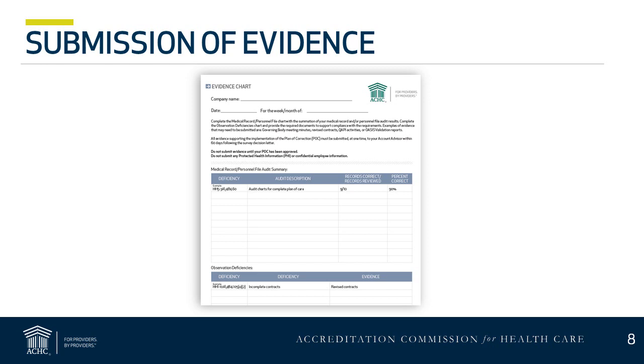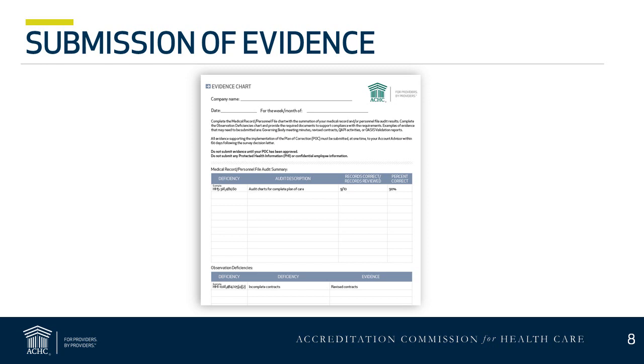What we want you to complete is this form here. This form will be sent to you after your plan of correction is approved. This is a great form for you to summarize your evidence on. We don't need you to send in any of your in-service records or your PowerPoint presentations, any of your other educational materials. What we want to see is the outcome of that action step, and that's what this evidence chart summarizes.